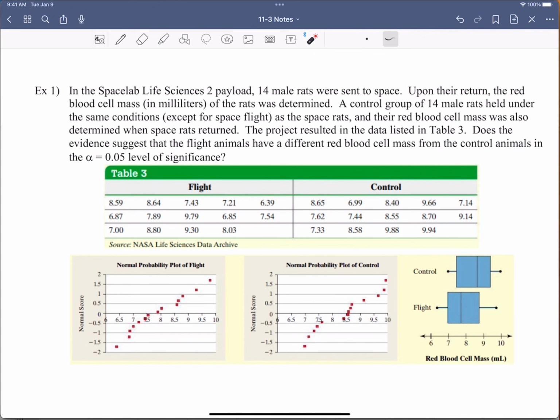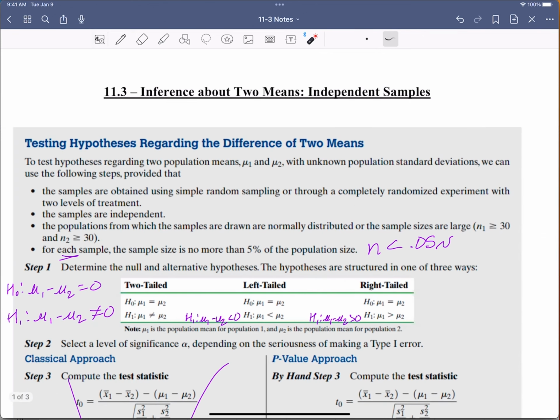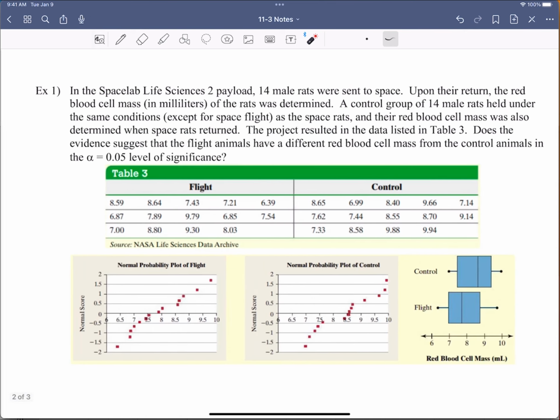Now, here's the deal. We've got all these criteria that are associated with it. Completely randomized, nailed it. 2 totally separate, nailed it. Now here's the rub. These are not greater than 30. They're small pieces of data, so we're going to have to make sure that it's normalized. However, 14 rats, absolutely less than 5% of the rat population, so we're checked out there.